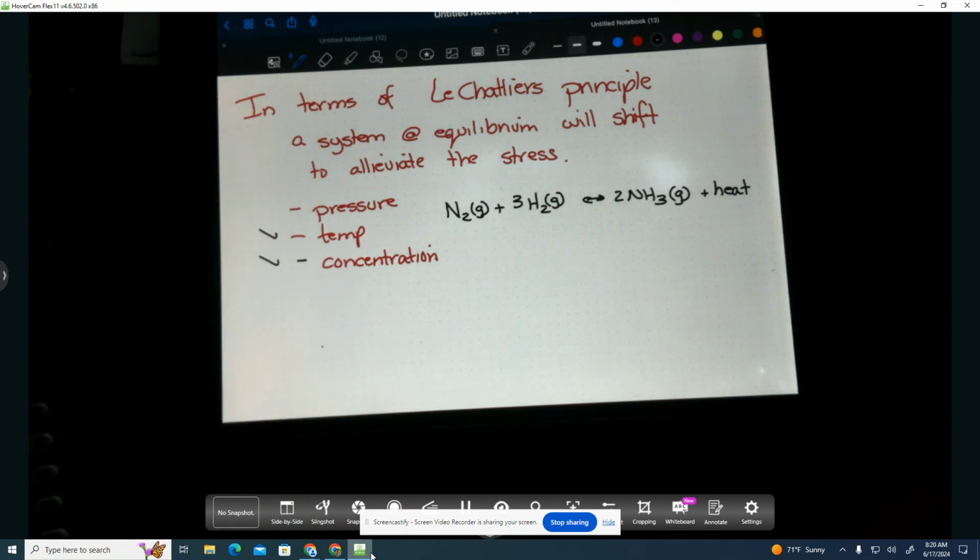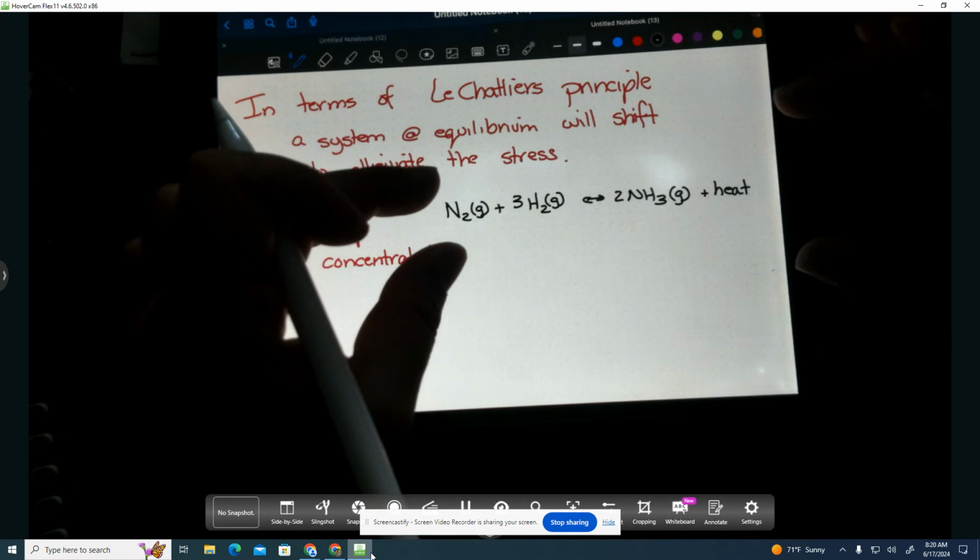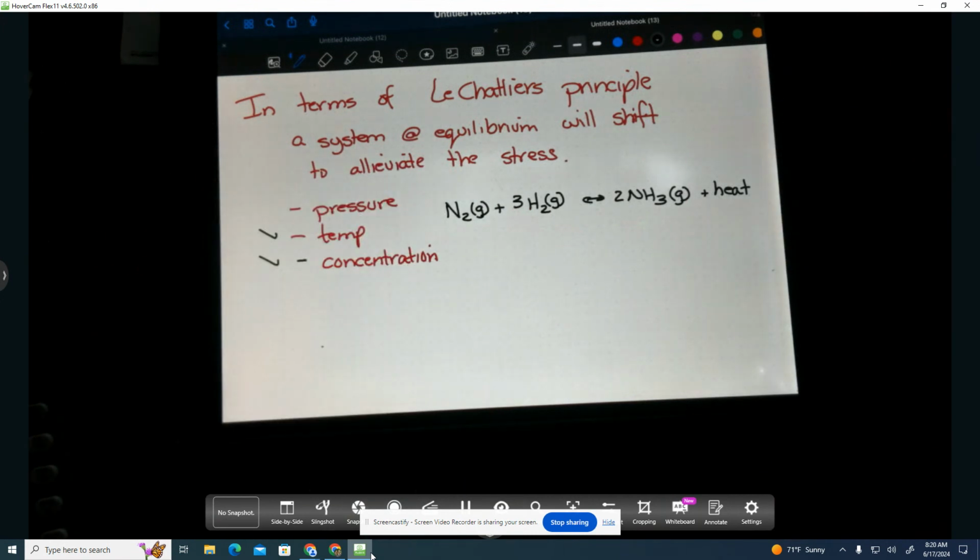Now comes the big one, right? The pressure one. Nowhere in this equation do you see the word pressure, so you don't know what side it's being added to.